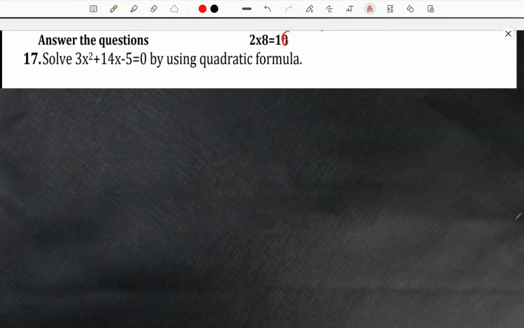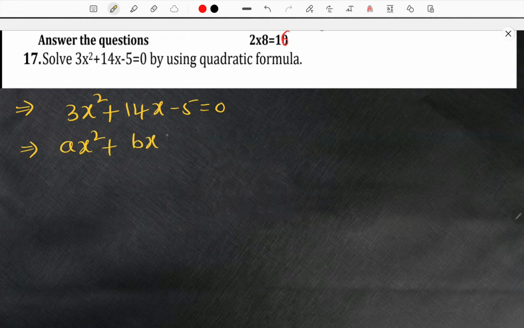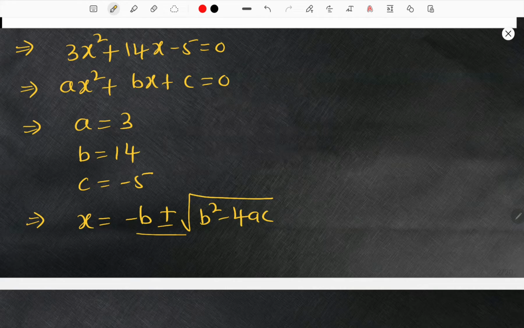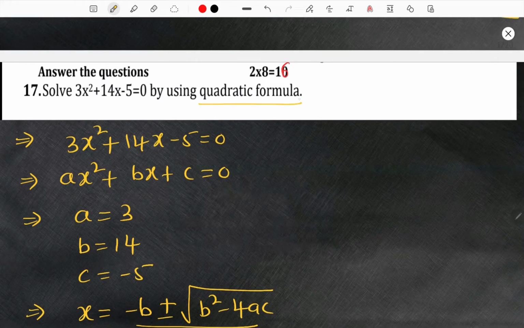So here is the first question. Solve 3x square plus 14x minus 5 equal to 0 by using quadratic formula. You will see this question in every question paper. So how to do it? Just write the equation 3x square plus 14x minus 5 is equal to 0, and compare it with ax square plus bx plus c is equal to 0. What is the value of a? 3. What is the value of b? 14. What is the value of c? Minus 5. Now use the formula x is equal to minus b plus or minus under root b square minus 4ac divided by 2a, because they are asking you to solve this by using quadratic formula.